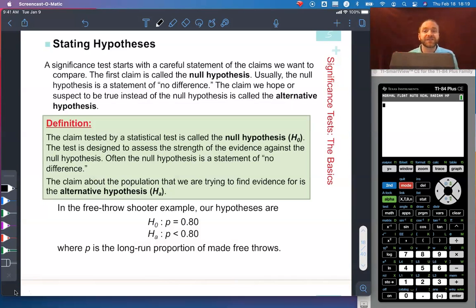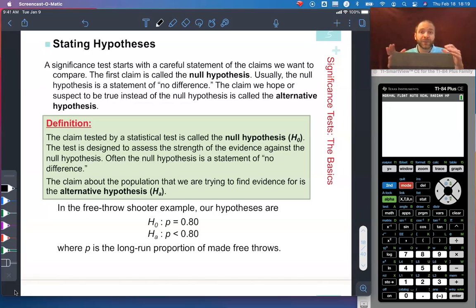The significance test starts with a careful statement of the claims you want to compare. Now the first claim is called the null hypothesis. It's usually a statement of no difference. The claim we hope or we suspect to be true instead of the null is called the alternative hypothesis. Now H sub O is the null hypothesis, H sub A is the alternative hypothesis. Now the test is designed to assess the strength of evidence against the null.